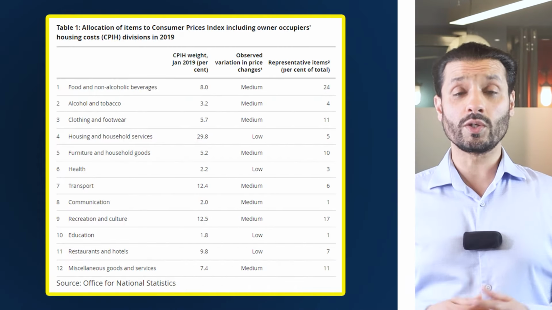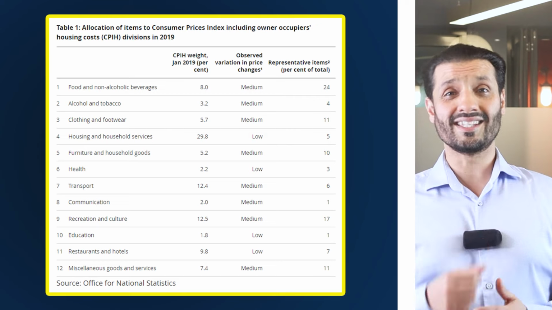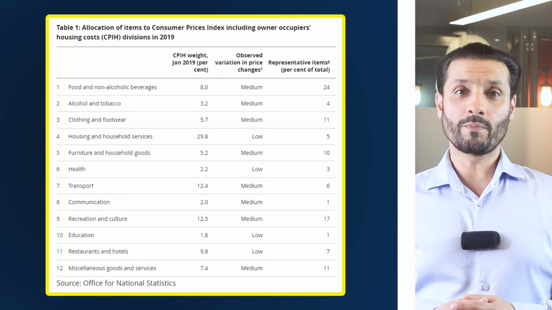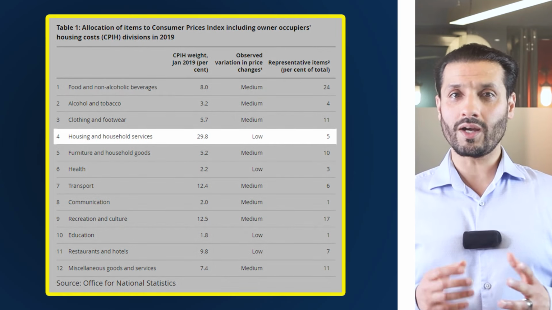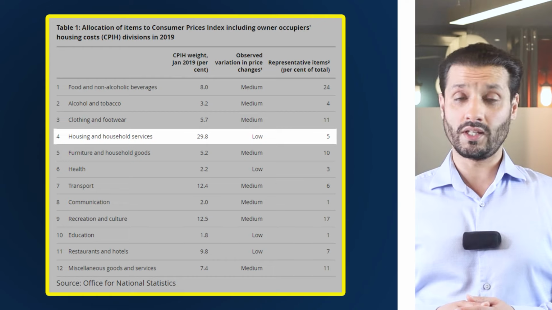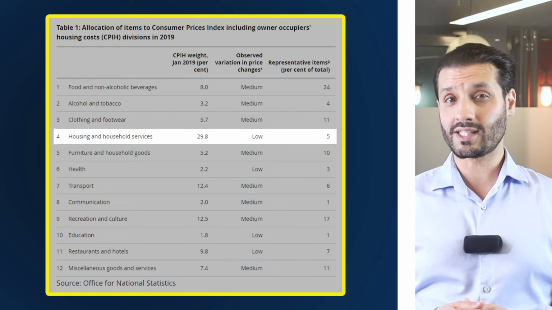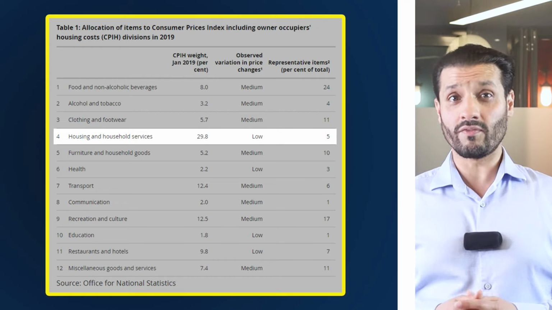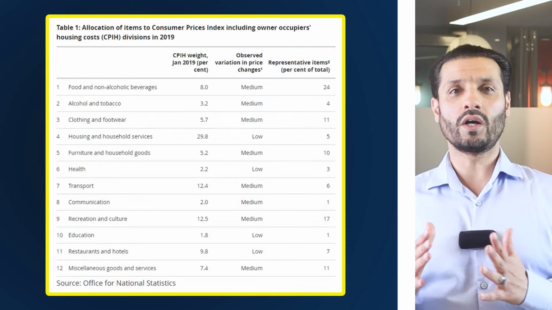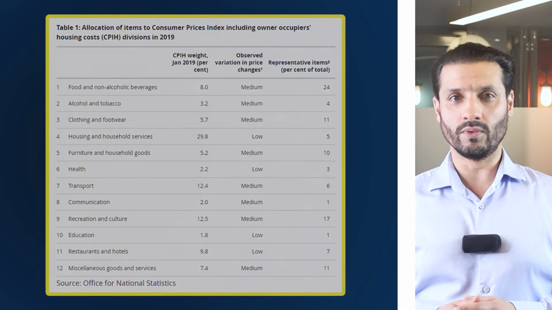The table on screen shows how the CPIH is collated through what is known as representative items in categories with a particular weighting. So for example, household and household services has an overall weighting of 29.8% towards the CPIH index, as it is deemed that this on average represents a proportion of income that is spent on this category. It'll include items like your council tax, for example.